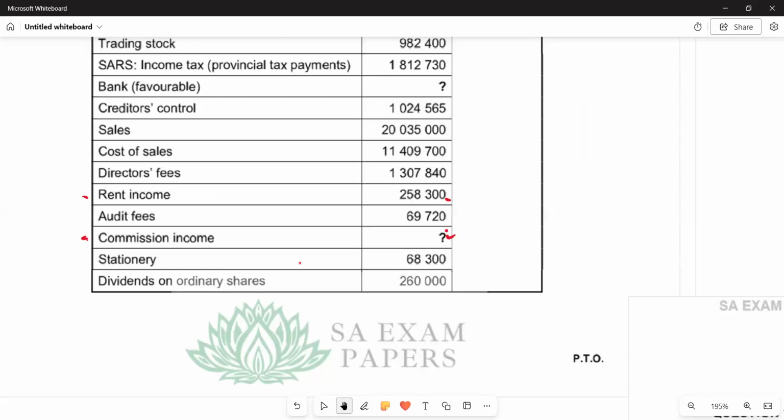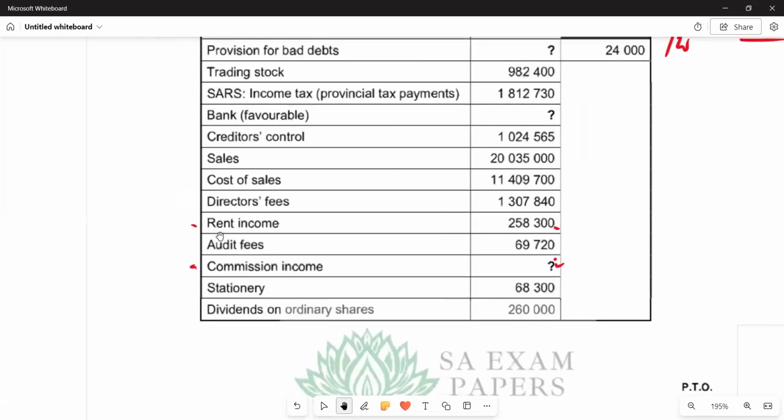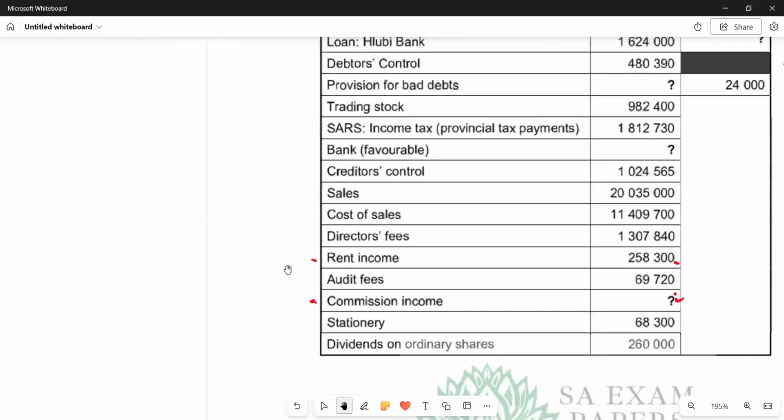So there are other items that can apply that we need to check before we go to the expenses section. They can be an income, they can be an expense. So we need to check them before we leave the other income section.